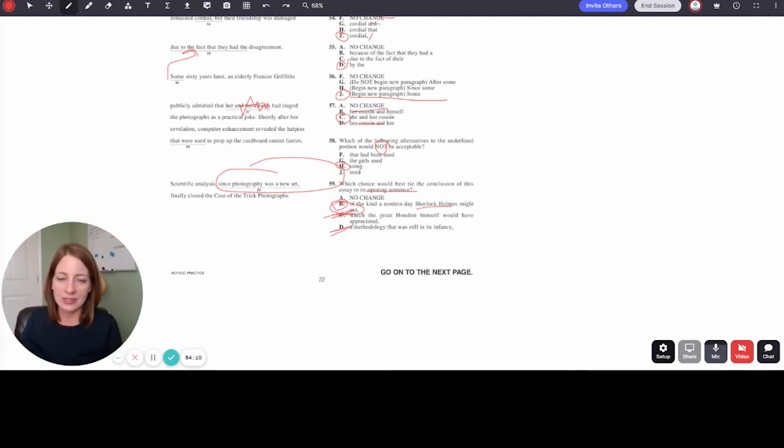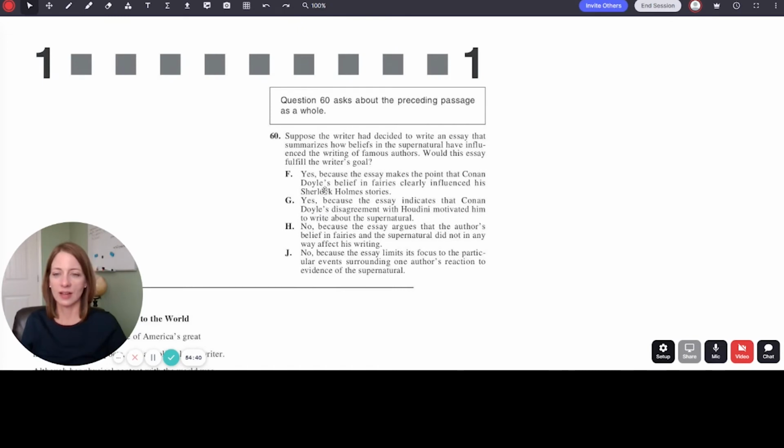"Scientific analysis of the kind a modern day Sherlock Holmes might use finally closed the case of the trick photography." So sometimes in writing, there are bookends. In the beginning, you talk about something and you just come full circle. And here we are closing the passage with Sherlock Holmes again. Nice little bookend. All right. So B is correct.